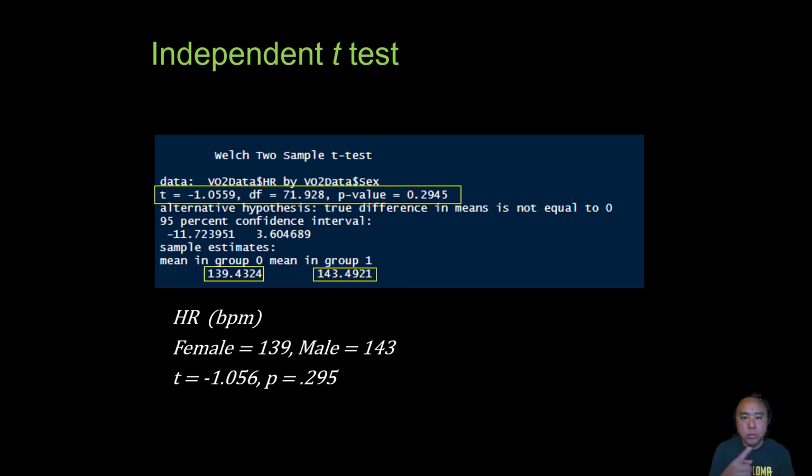So again, I hate to belabor the point here. What we're trying to find out using the independent t-test is the probability of observing a result, in this case a mean difference of 4 beats per minute, given that the null hypothesis is true in the population. In other words, if there was no difference in heart rate between males and females, there is a 29.5% probability of observing a result, in this case a mean difference of 4 beats per minute, in our sample. In other words, what we are observing is what we would expect in the population. 29.5%. Okay, so that is the differences in heart rate between males and females.